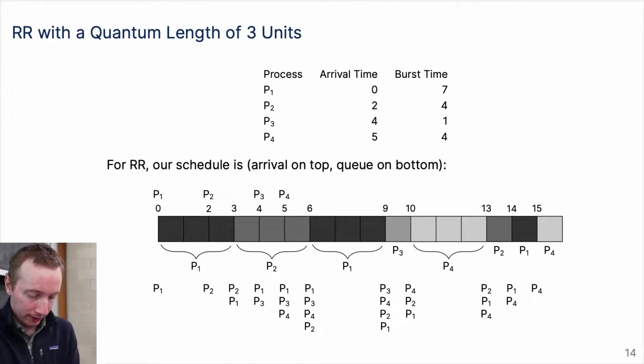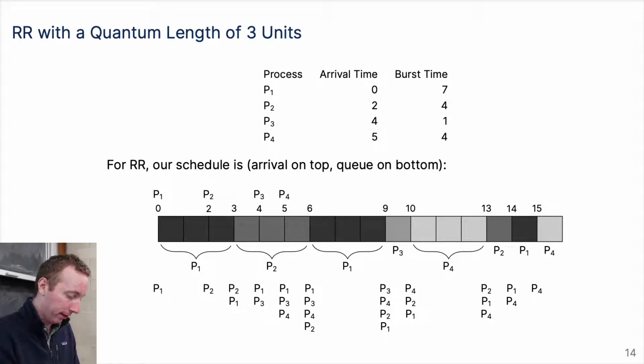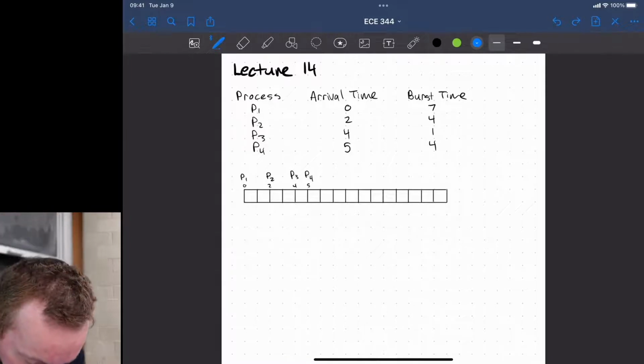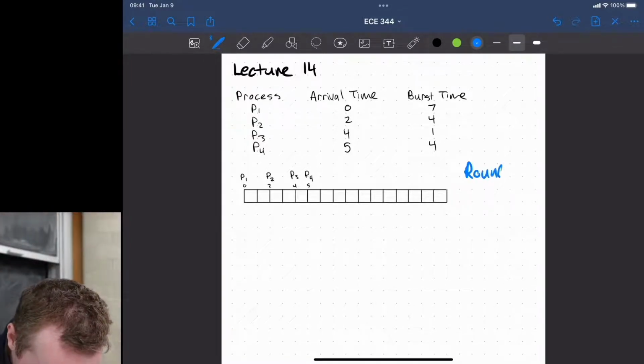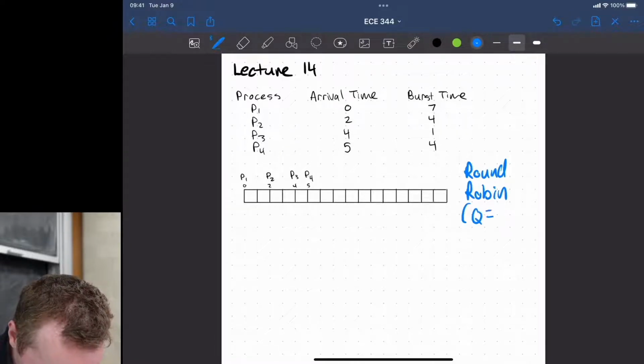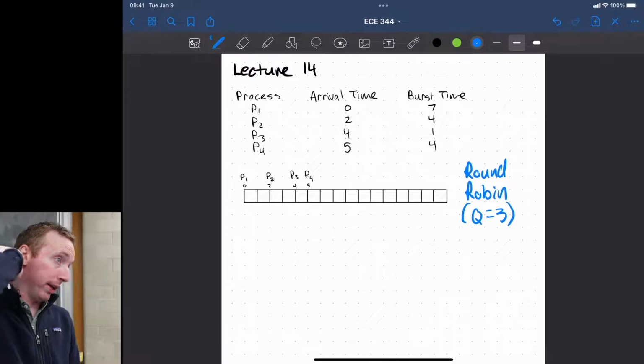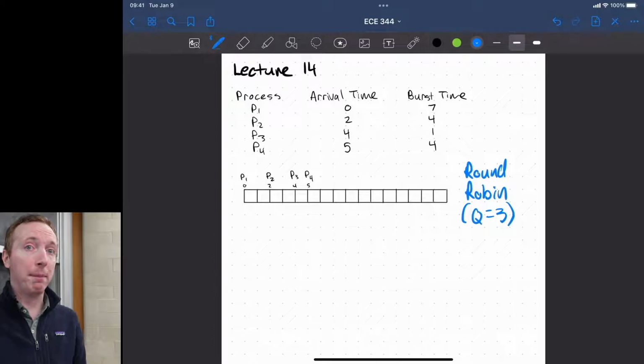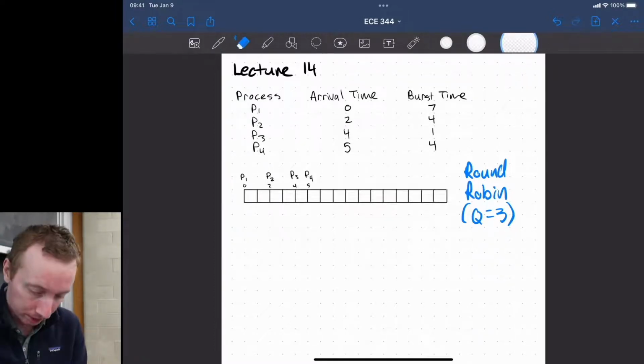So let's go through this and do round robin with a quantum length of 3 time units. So again, I have the arrival times at the top, and I'll just write it out to make it easier. So let's do round robin with the quantum length equal to 3. So my time slice, whenever I schedule a process to run, it will run for at most 3 time units before I take it away and context switch it out.